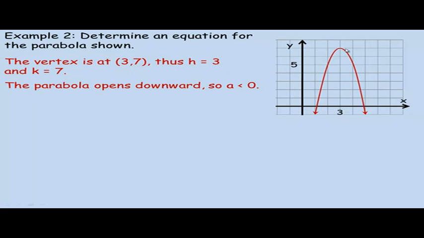Now, another characteristic of the parabola is it opens down, so the a value, the stretch value, would have to be negative. So in the general vertex form, we still have to find what a is, but we can put 3 in place of h and 7 in place of k. And so that's what the vertex form looks like so far. We need just to find a, and then we'll know what the equation is.